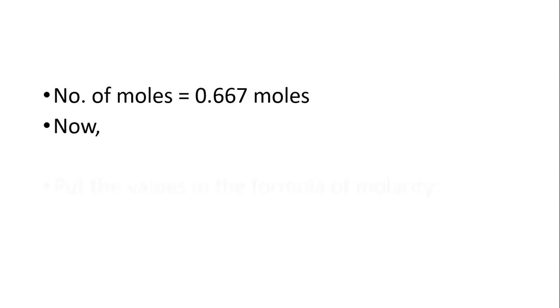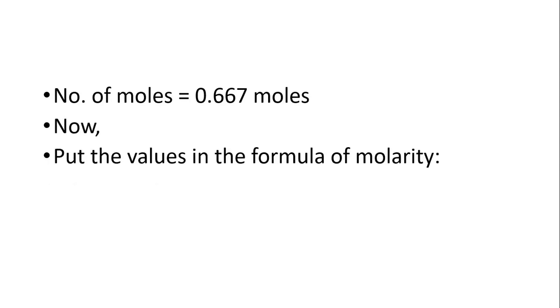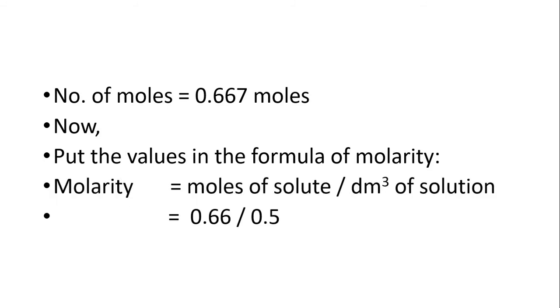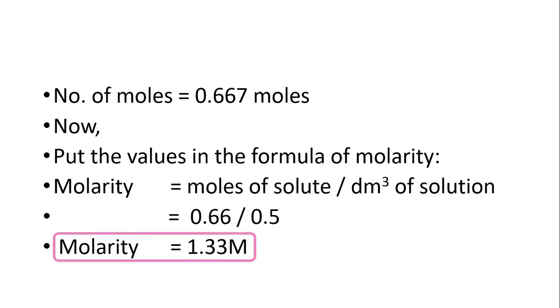Now the number of moles, as we have calculated, is 0.667 moles. Now put the values in the formula of molarity. So we will put the number of moles of solute and divide it by the dm cube of solution. So we get 1.33 M. M stands for molarity, or it is the unit of molarity. In this way we get the molarity equal to 1.33 M.